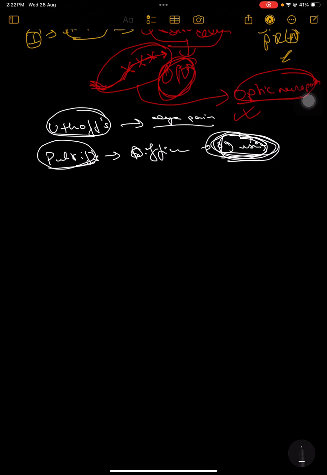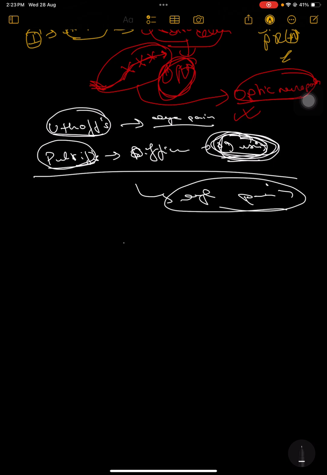Now the next thing that we need to understand is there are various methods by which we understand this 3D vision. Whenever we talk about the phenomena of Uthoff's and Pulfrich's, it's actually not well known why there is Pulfrich's, why there is Uthoff's. But the thing is, eventually it will lead to eye pain, and these are responsible for causing papillitis.